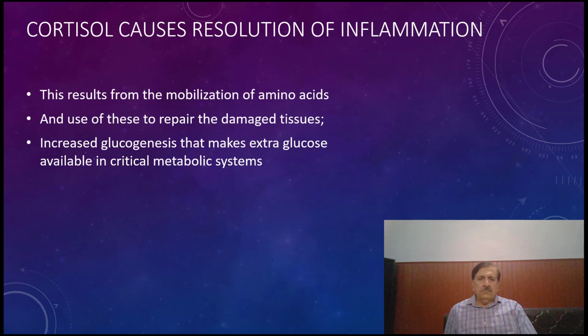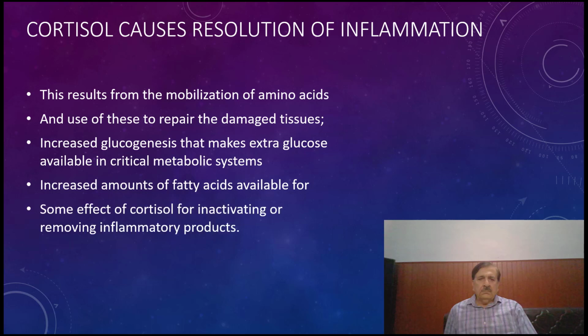Increased gluconeogenesis makes extra glucose available in critical metabolic systems. Increased amount of fatty acids is available for some effect of cortisol, or inactivation or removing of inflammatory products.